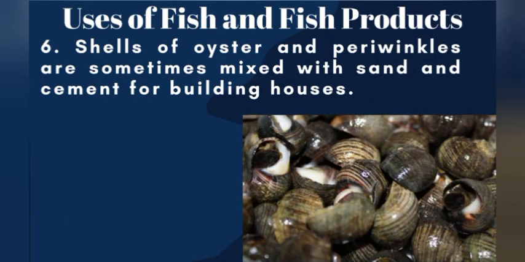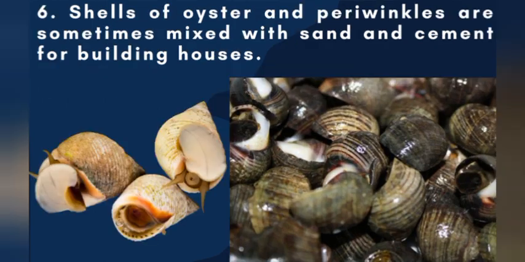Number six, shells of oyster and periwinkles are sometimes mixed with sand and cement for building purposes. You can see that now. This shell is very rich in calcium. Even the shell is very rich in calcium. Shell of oyster. Don't forget, this oyster refers to what? Another aquatic animal. And even the periwinkles, aquatic animals. Their shells are very rich in calcium. It can also be mixed with animal diet, like livestock, like birds, to supply calcium to them. It can also be mixed with cement and other things for building purposes.